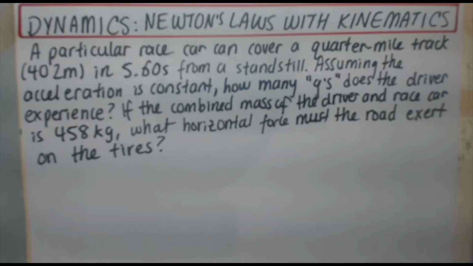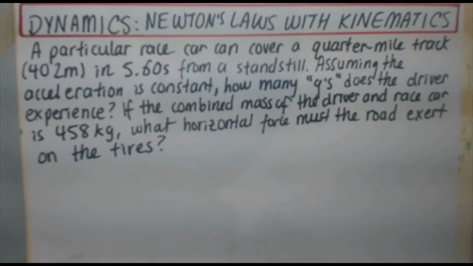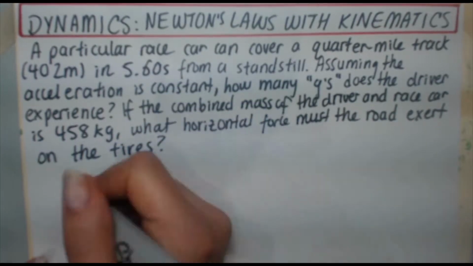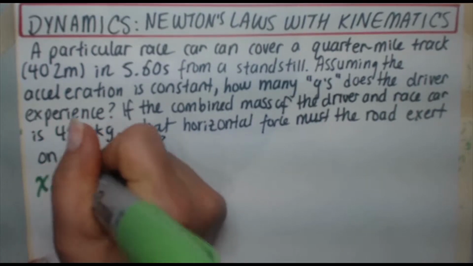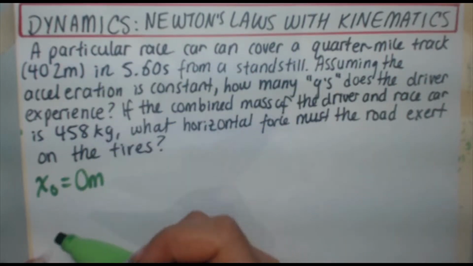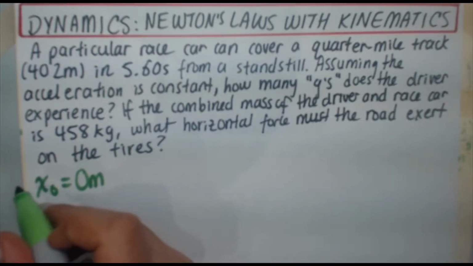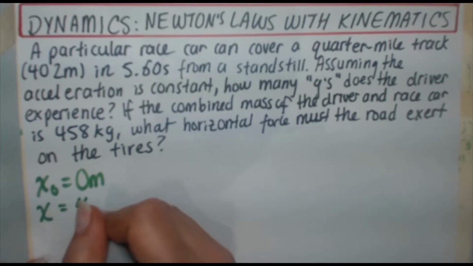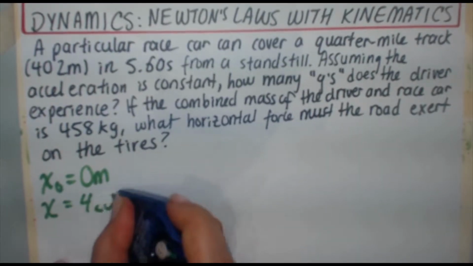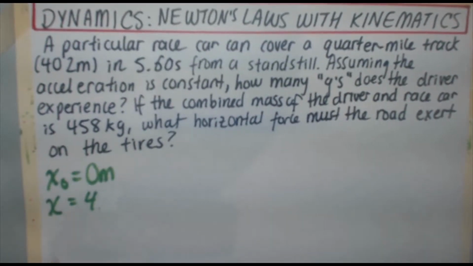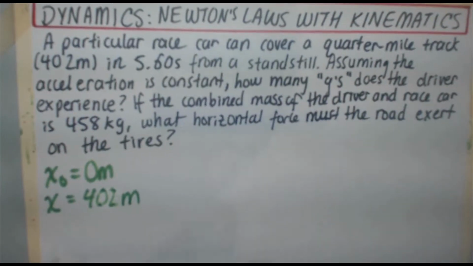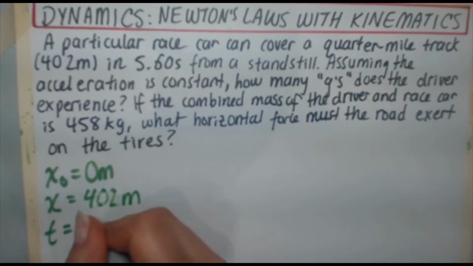Okay, so for the first part, to determine the acceleration, let's first look at what we're given. The race car starts from a standstill, so I'm going to assume that the initial position x0 is 0 meters. The car is covering a quarter-mile track, 402 meters, so I'm going to let that be x. x is equal to 402 meters. The time it takes is 5.60 seconds.